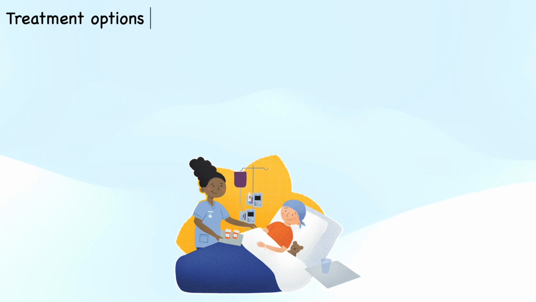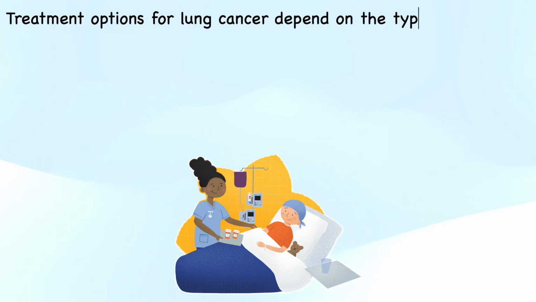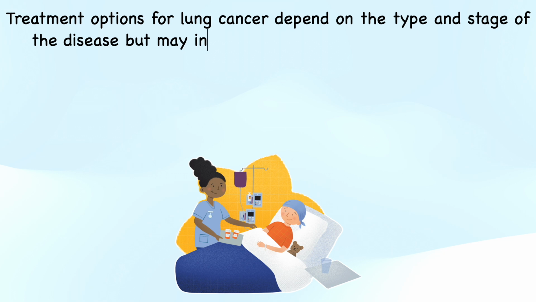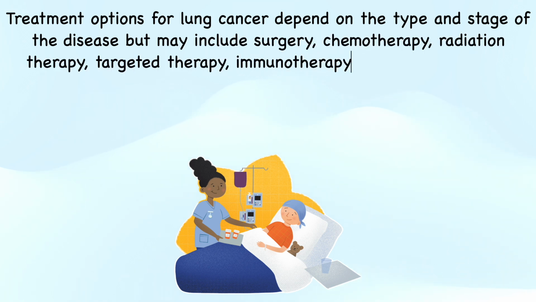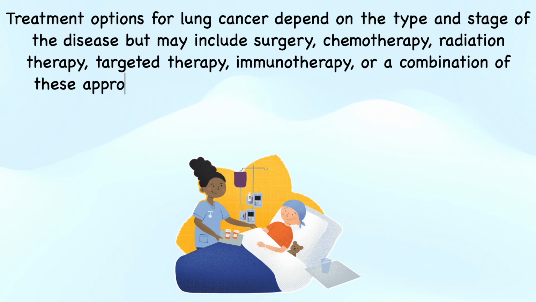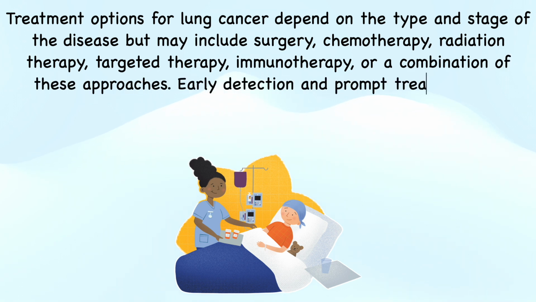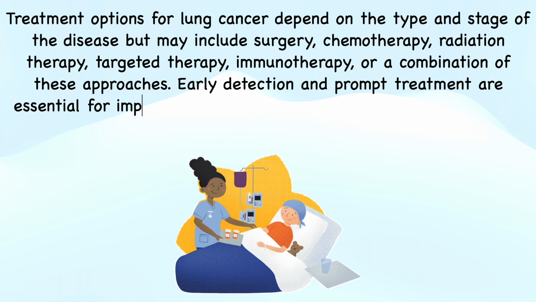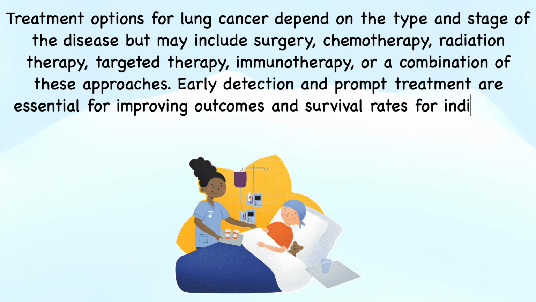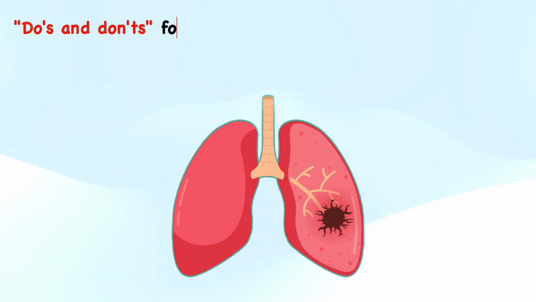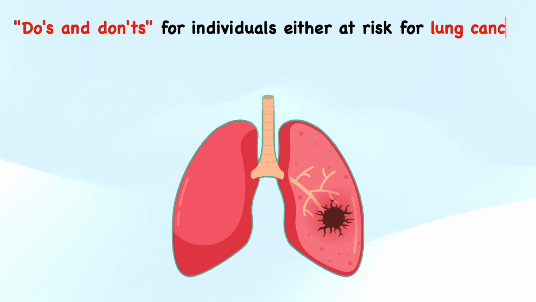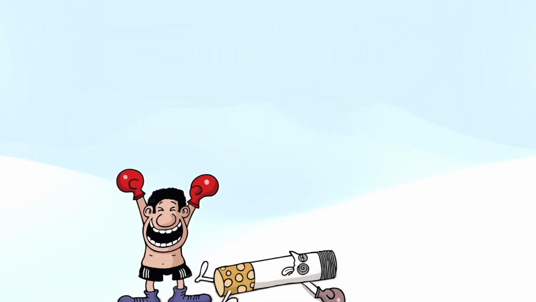Treatment options for lung cancer depend on the type and stage of the disease, but may include surgery, chemotherapy, radiation therapy, targeted therapy, immunotherapy, or a combination of these approaches. Early detection and prompt treatment are essential for improving outcomes and survival rates for individuals diagnosed with lung cancer. Do's and don'ts for individuals either at risk for lung cancer or diagnosed with lung cancer.